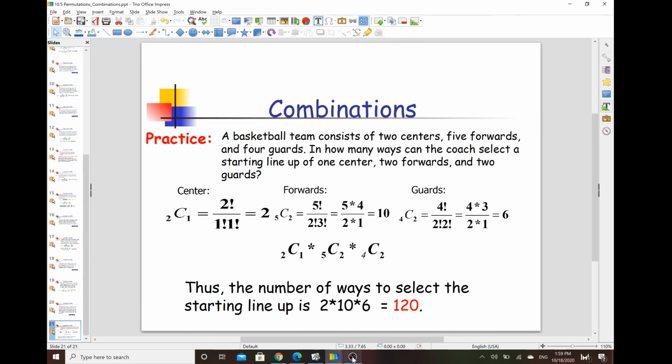Okay, so that's it. Make sure that you fast forward or rewind the video back to the previous slide, so check out combination and permutation.